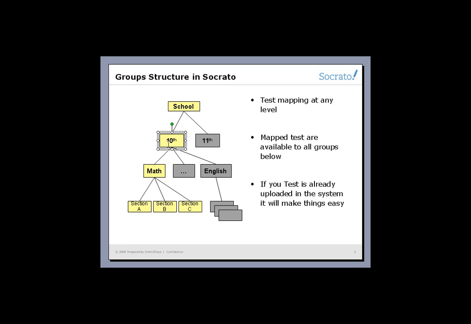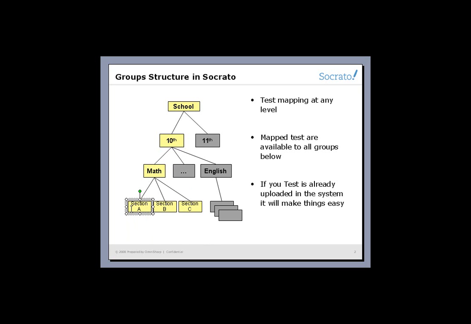If a test is mapped with a group, it becomes available to every child, or every node below that particular group. So in this example, if a test is mapped at the 10th grade level, then that content will become accessible to all the group members below it. Or if content is mapped at a math level, then it will become available to math as well as all these three sections.